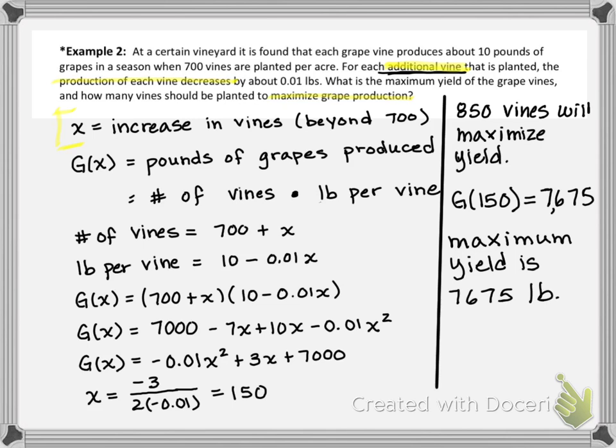So we don't want to say x equals 150. Well, x does equal 150, but that means we only care about the 150 in terms of it being related to the 700, which is our starting value. So the input of our function is the increase. When we actually talk about how many vines we're going to plant, we have to include that original 700. But whenever we use it as an x value, we have to use the 150 because our function is all based on how much we're increasing it by.